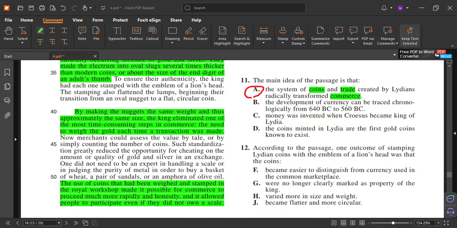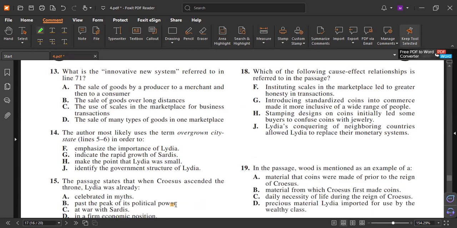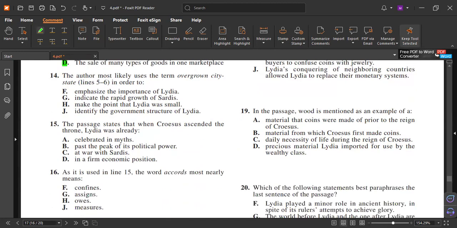Number 12, it's letter J. Yes. It is correct. Oh my god. Number 13. 13 is D. So 13, it's D, correct? 14 G. 14, it must be letter H.